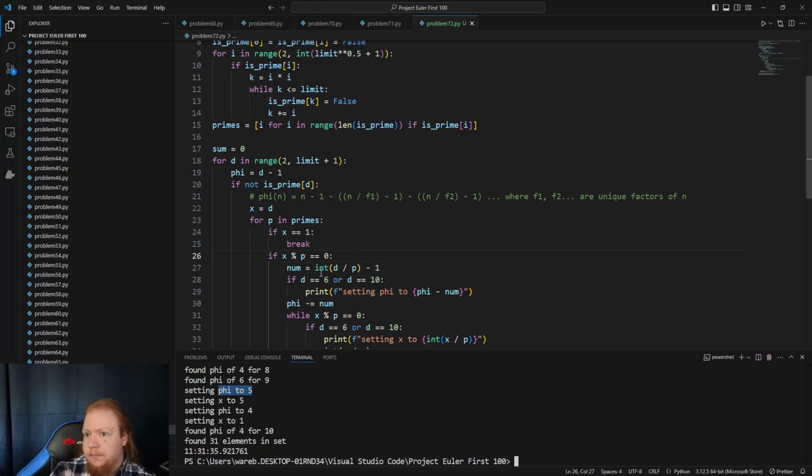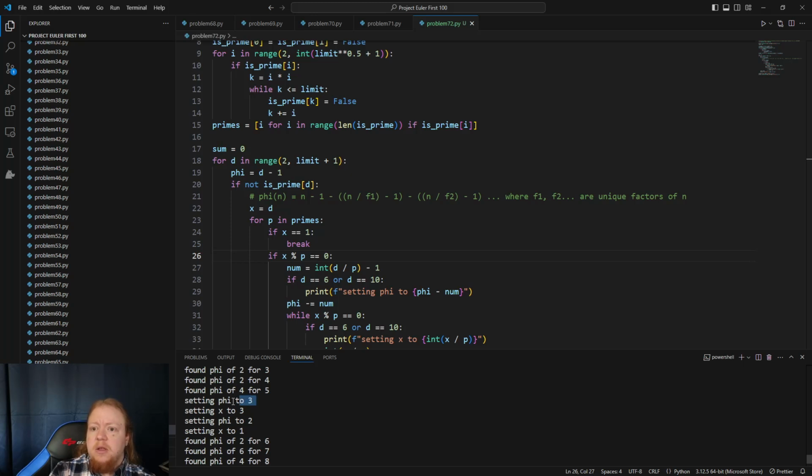let's look at number 2 or number 6 first. So we're setting phi to 3 because if phi is 6 minus 1, which is 5, and 5 minus 2, which is how many multiples of 2 there are under less than 6, is 3. And then there is one multiple of 3 that is less than 6, so we set phi to 2.